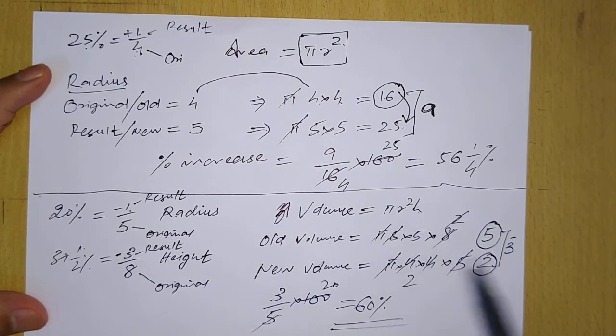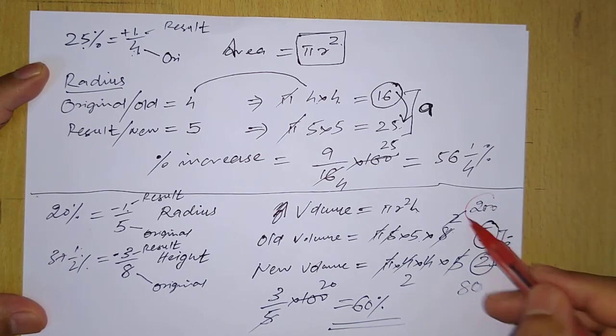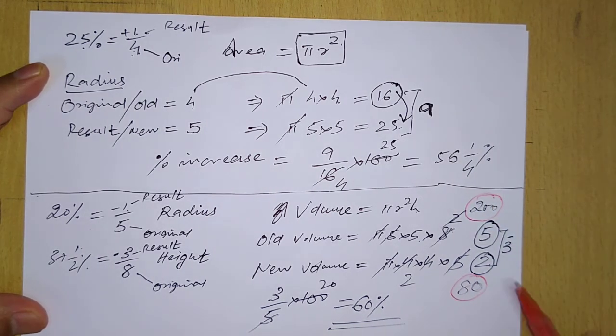Here in this case you can also calculate the volume. Old volume, 5 into 5 into 8, will come as 200, and the new volume, 4 into 4 into 5, will be 80. Again the same case, 200 minus 80, if the old volume is 200 and the new volume is 80. This is the old volume, this is the new volume.